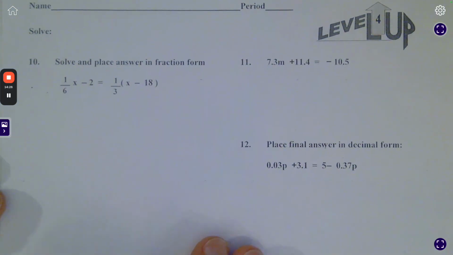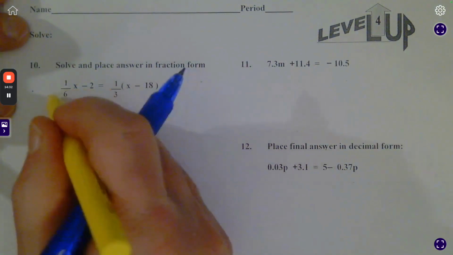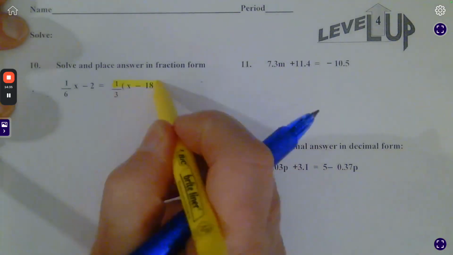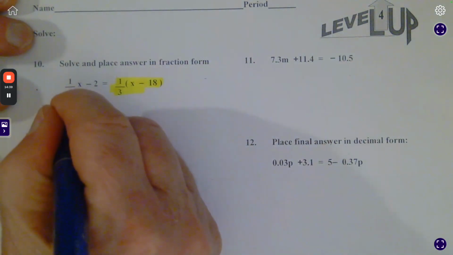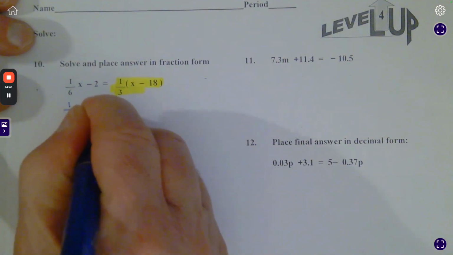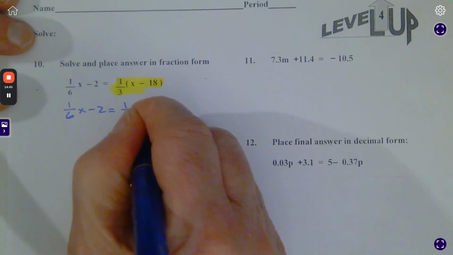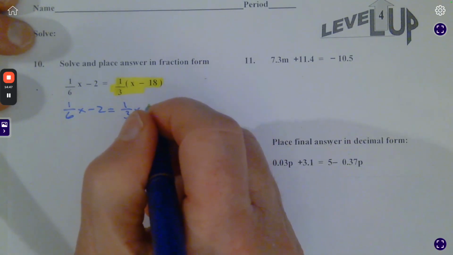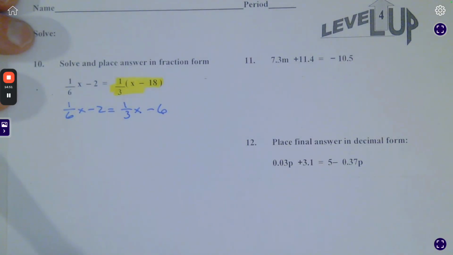Okay. Wow, looks like we got a really big fractional equation here because it's got fractional coefficients. There's that distribution we love so much. Always work from left to right. 1/3 times 1x is 1/3 x. 1/3 times negative 18 is negative 6. You can put that in your calculator.